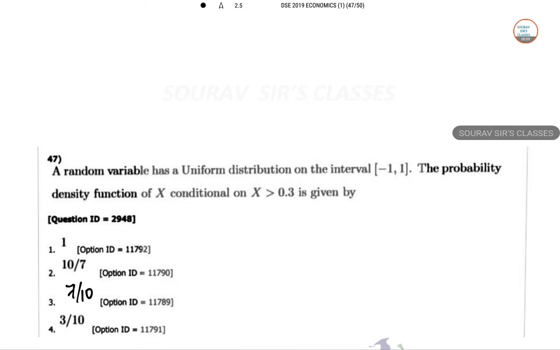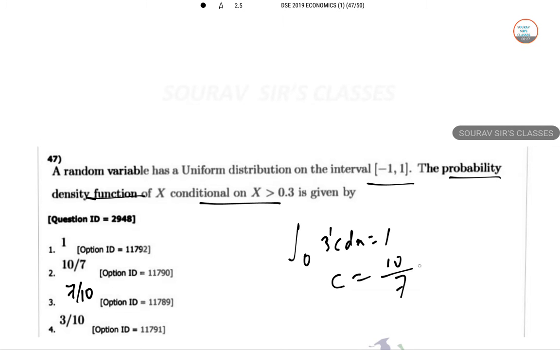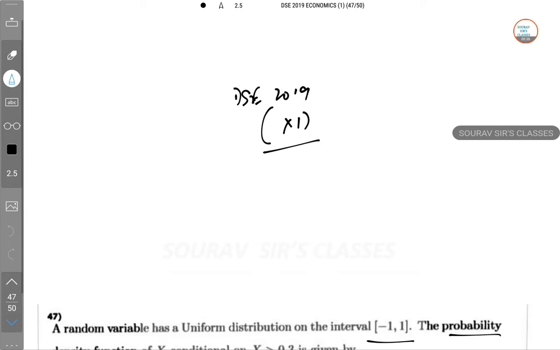A random variable has a uniform distribution that lies between -1 and +1. Statistics question: the probability density function is given by what? So the PDF will continue to be that of the uniform distribution. The constant can be determined from the integral of c dx from 0 to 3 to the power 1 equal to 1, which gives c equal to 10 by 7. So this structure will be giving the value, so this is 10 by 7. Okay, next one, quickly we will be going to the next one.